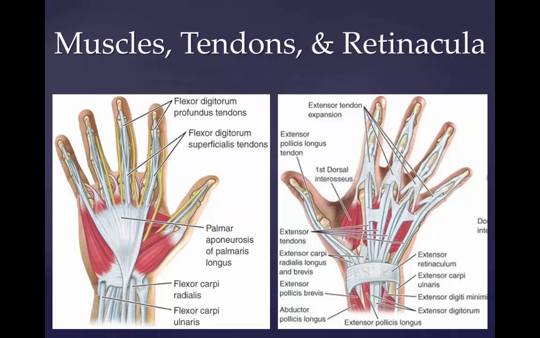Just like the picture of the ligaments, there are a lot of muscles, tendons, and retinacula that occur in the hands. It is easy to injure these structures, but it can be difficult to determine which structures have been injured.